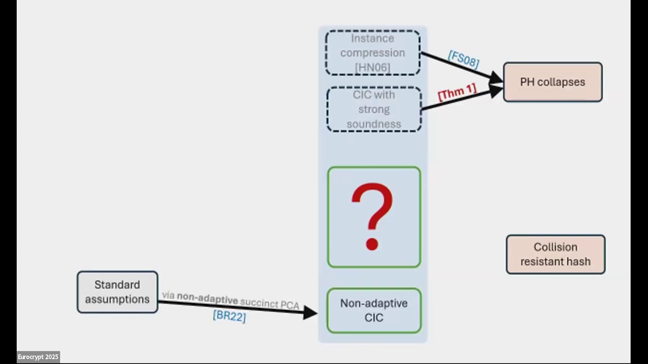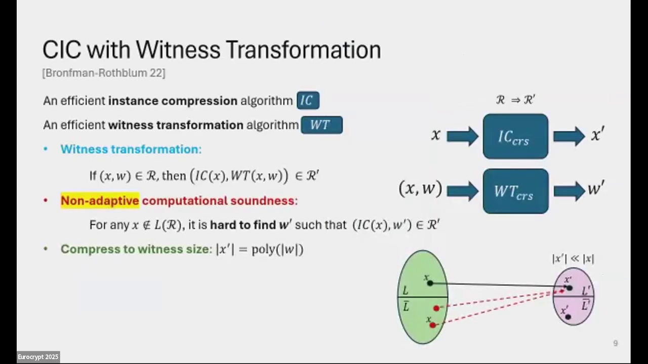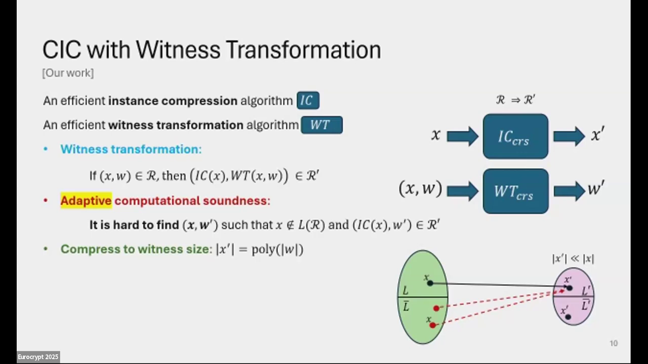For that, we defined adaptive CAC. So first, let's look again at the non-adaptive CAC definition. Before, we said that in the non-adaptive computational soundness, the adversary gets to pick x, the instance, before seeing the CRS. And now in the adaptive setting, we allow the adversary to choose both the instance and the witness w prime, given the CRS. Now that we have a stronger soundness notion, we ask the question, can we construct this object under standard assumptions? And again, is this enough for constructing CRH?